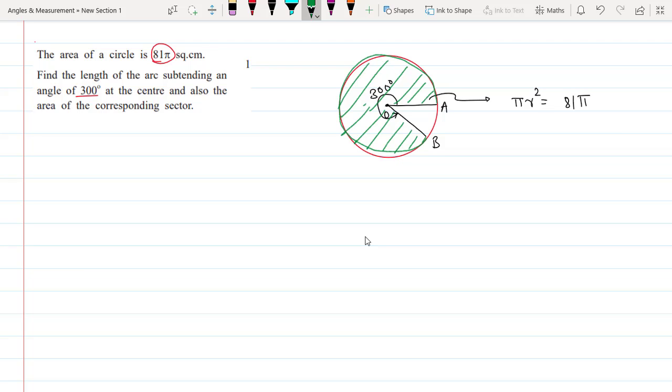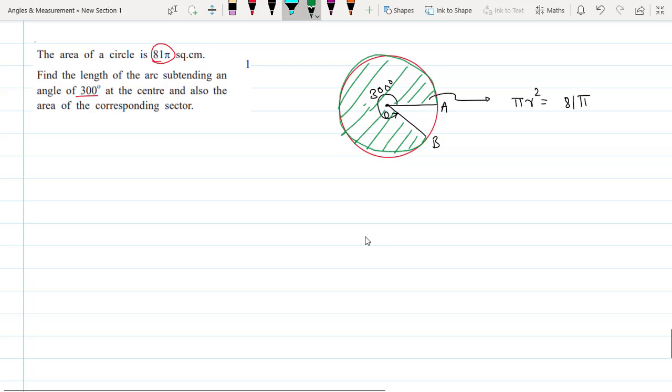What is the best way in which you can solve this question? You have two methods for this question. First is the direct approach. You take theta as 300 degrees and proceed, or you can take theta as 60 degrees, do the calculations and subtract from the whole circle.